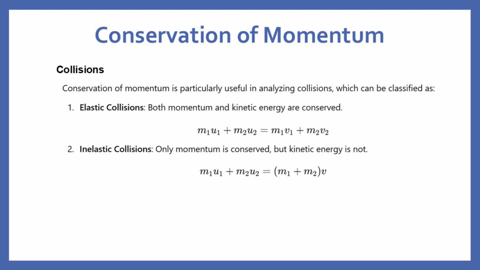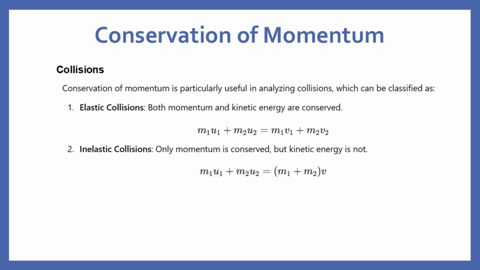Continuing with the concept of conservation of momentum, let's discuss the types of collisions. There are two primary types, elastic and inelastic collisions. In elastic collisions, both momentum and kinetic energy are conserved. This means that the total momentum and total kinetic energy before and after the collision remain the same. For instance, if two balls collide, the sum of their momenta and kinetic energies before the collision is equal to the sum after the collision.